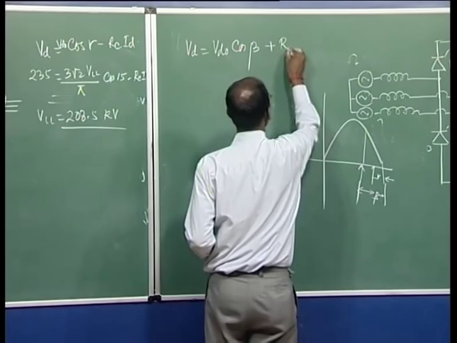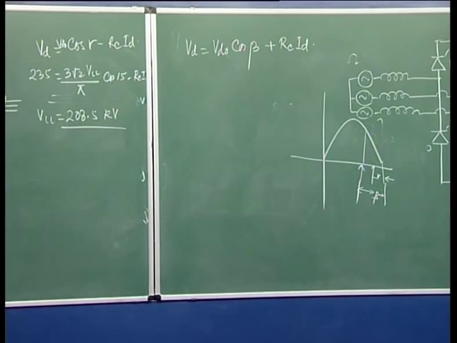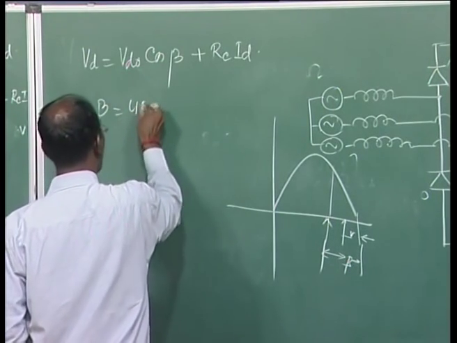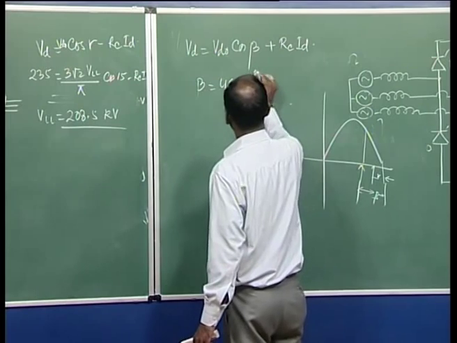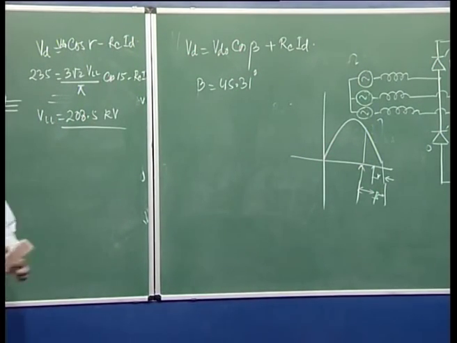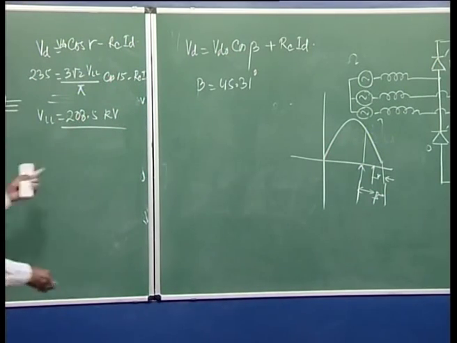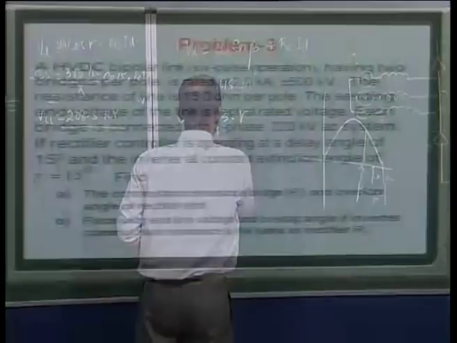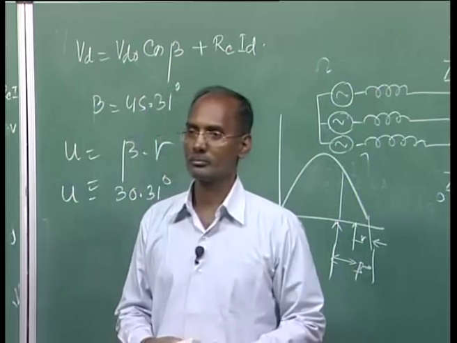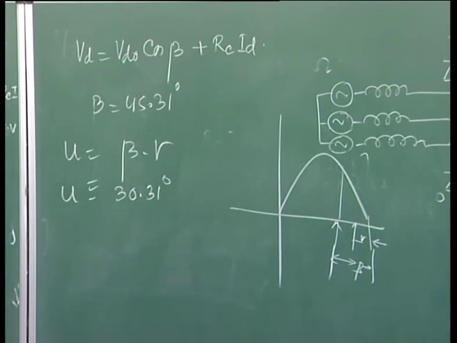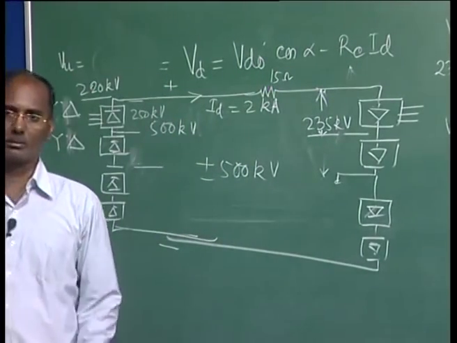So, here this was your RC ID, and if you put this value here, everything is known. Now, the beta you can calculate, it is coming to be, as per my calculation, 45.31 degree. Just put the value, because here it is given to you, this is known, this is known, this is to be calculated, this is known, and this is also known. And once beta is known, then your U will be nothing but beta minus gamma, and just 15 you can subtract, it is 30.31 degree, that is your U. So, you just have to read the problem carefully and draw the diagram, and then you can know what is asked, and based on that you can solve the problem.